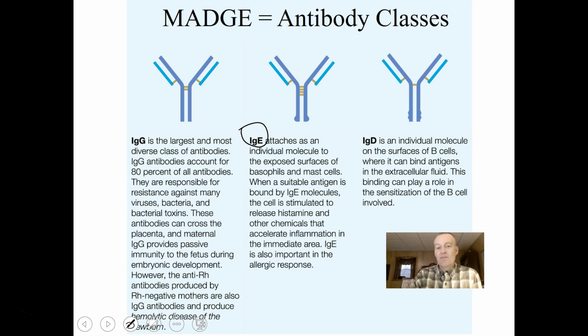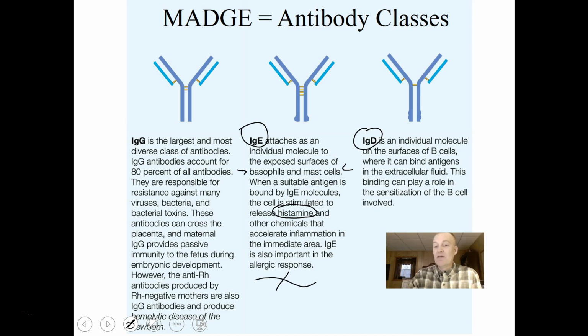All right, so IgE attaches specifically to the surface of basophils and mast cells, and when bound there, they stimulate these basophils and mast cells to release histamine and other chemicals that can accelerate or cause inflammation. And if you have allergies, you can kind of blame IgE antibodies for that.